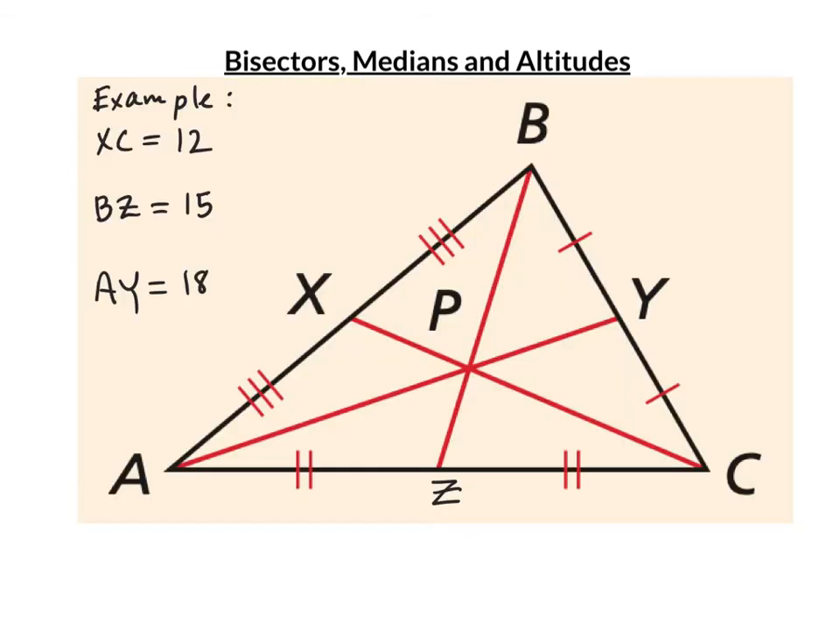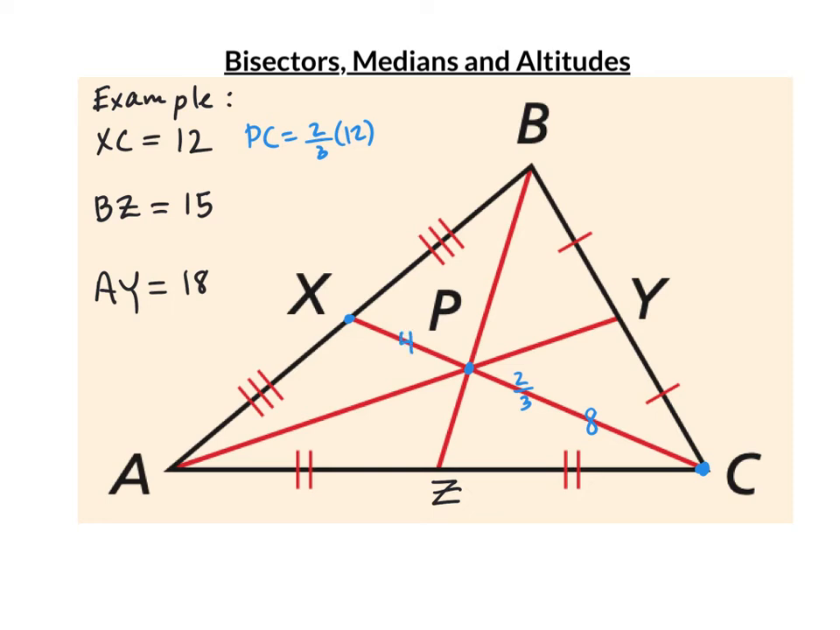Here are 3 medians. Let's take a look at the median CX or XC. This part from the vertex to the centroid is 2/3 of the entire segment. If I told you the segment was 12, then PC would be 2/3 of 12. Well, take 12 divided by 3, you get 4, and 4 times 2, you get 8. So this piece would be 8. And the other piece would be 1/3. So PX would be 1/3 of 12, which is 4.